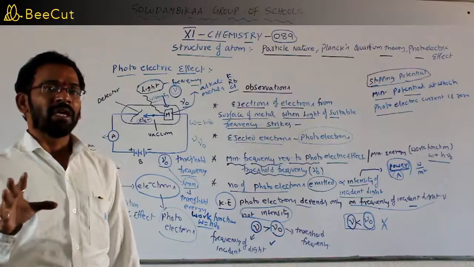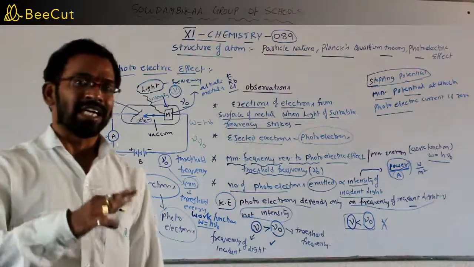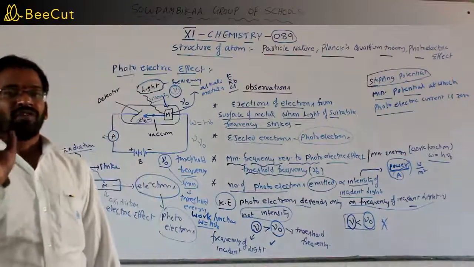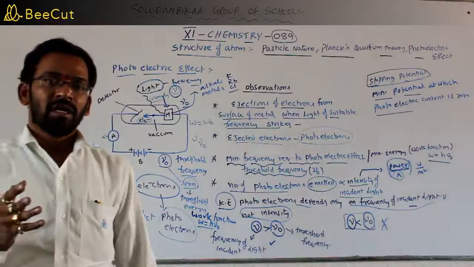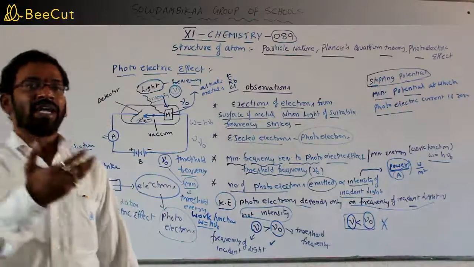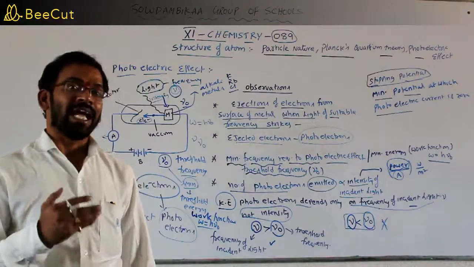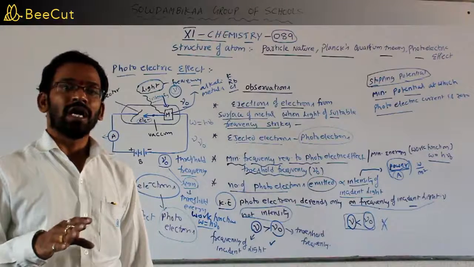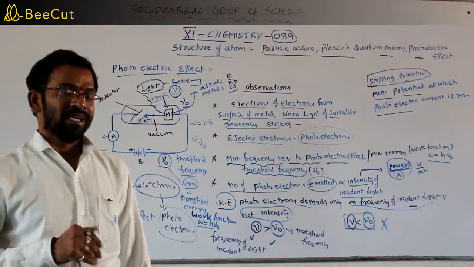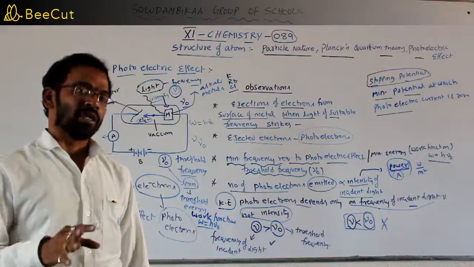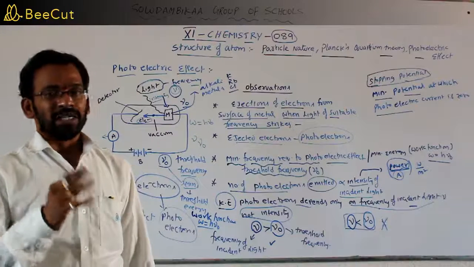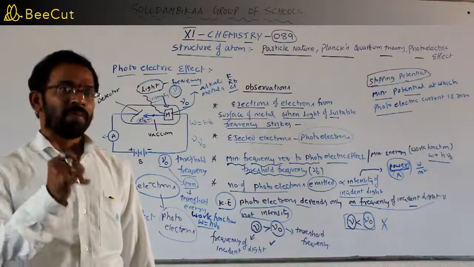So the minimum amount of frequency required for the photoelectric effect is called threshold frequency. The minimum energy required for ejection of electrons in the photoelectric effect is the threshold energy. It is also called work function, denoted by W, and it is obtained by multiplying Planck's constant h into nu naught.